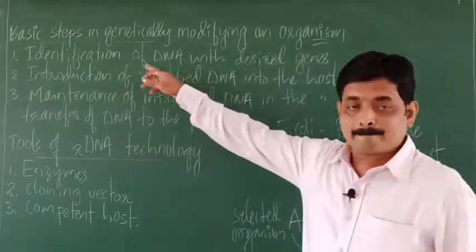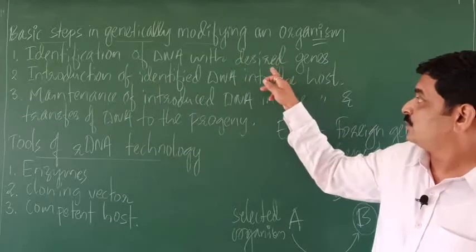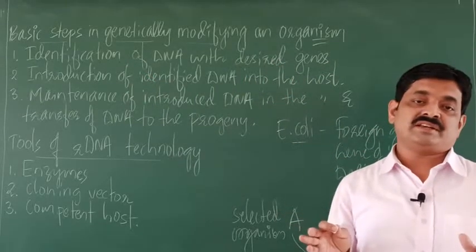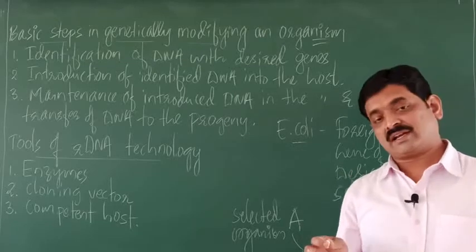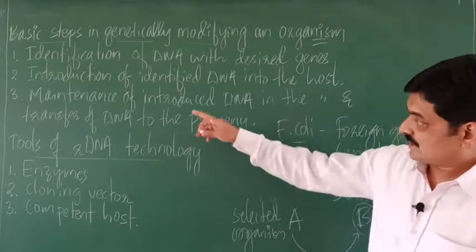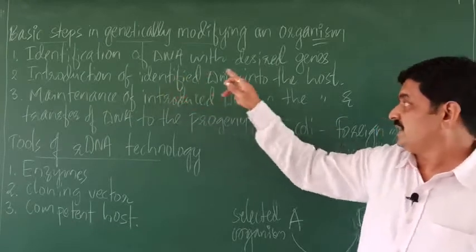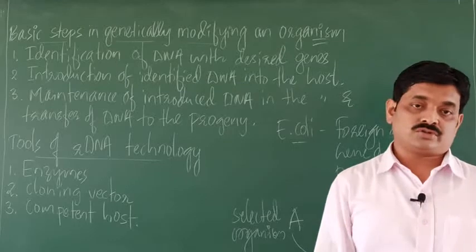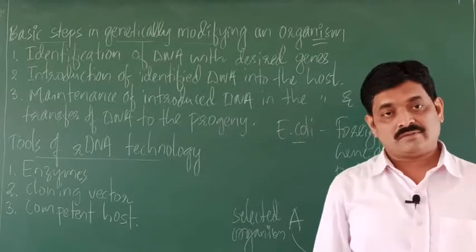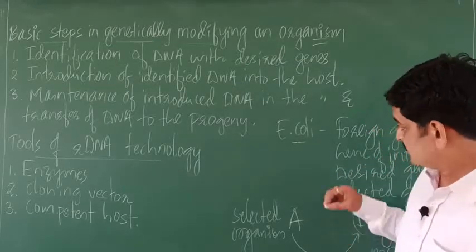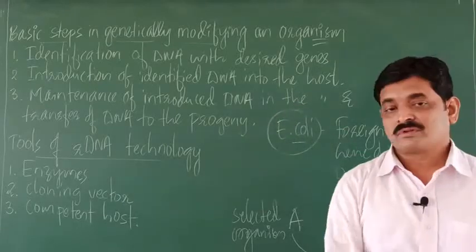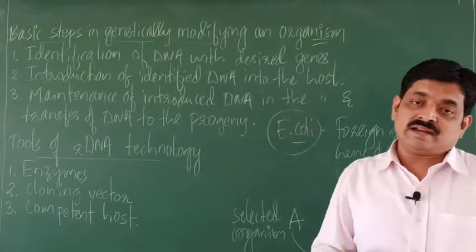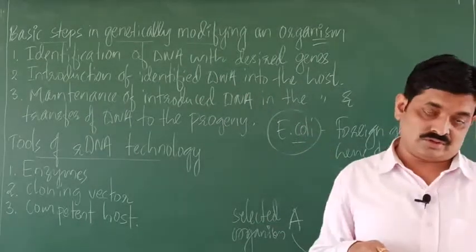So the first step, identification of DNA with desired gene, right? First the desired gene is identified from a particular organism. The second step, introduction of identified DNA into the host. So you have to select a host. The common host that is used in biotechnology is E. coli. So you have to introduce that identified DNA or desired gene in the host.